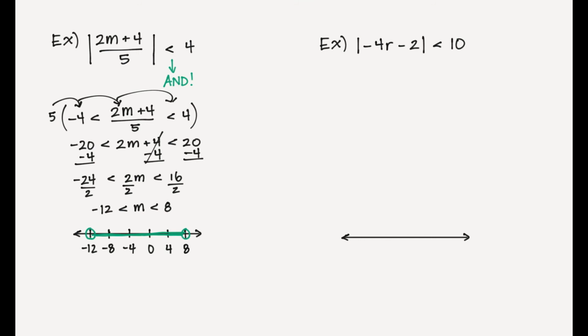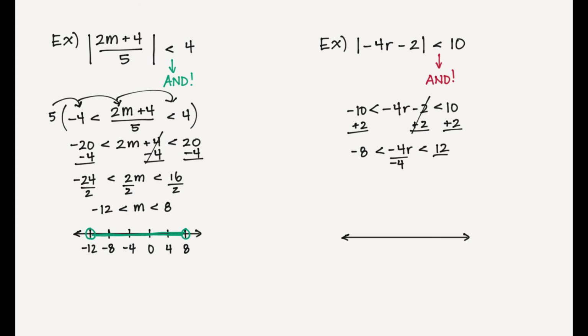All right, our next example is also another less than inequality, which means it's going to be another and statement. So I'm going to rewrite everything to begin with so that it is in between negative 10 and positive 10. And now we can add 2 to all three of our sections. And that leaves us with negative 8 is less than negative 4r, which is less than positive 12.